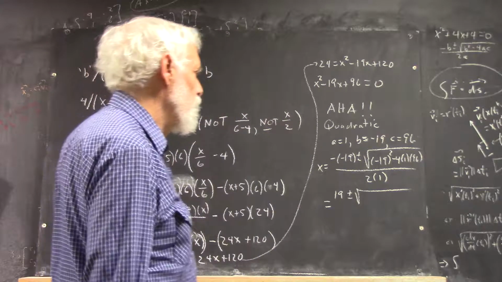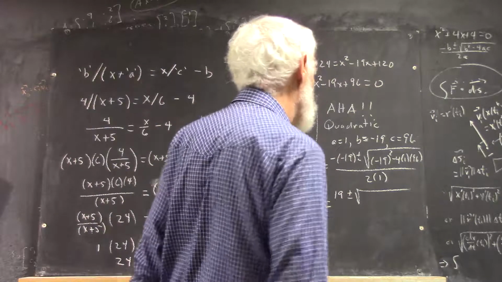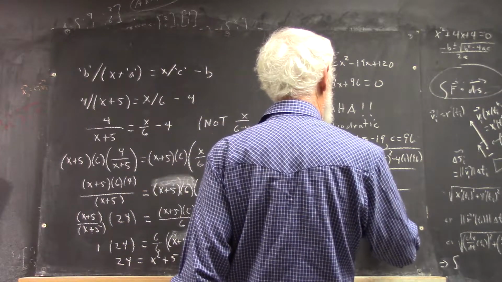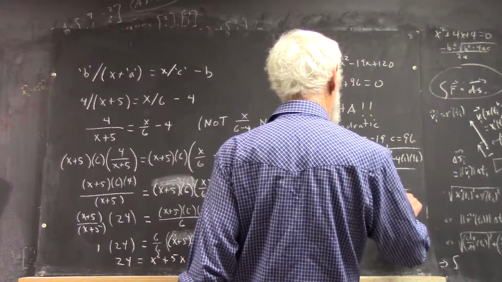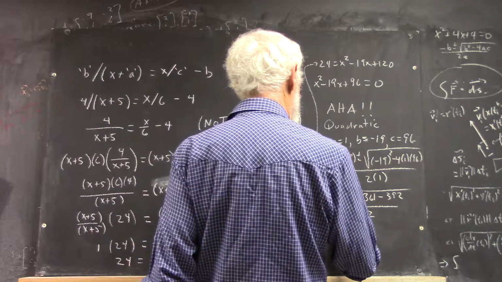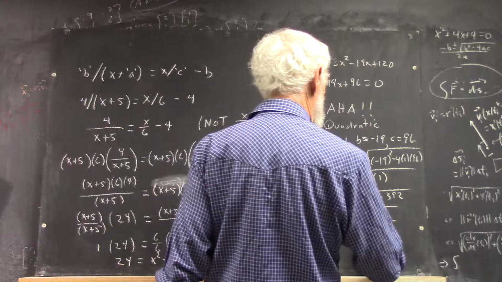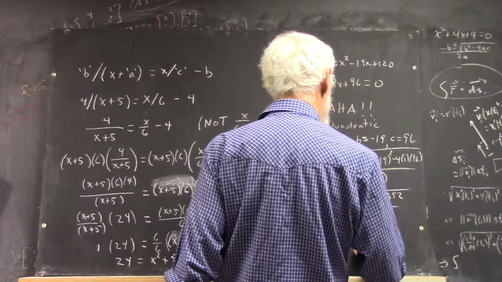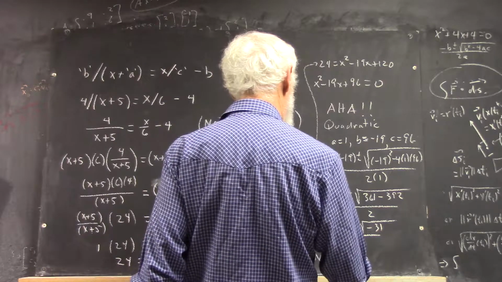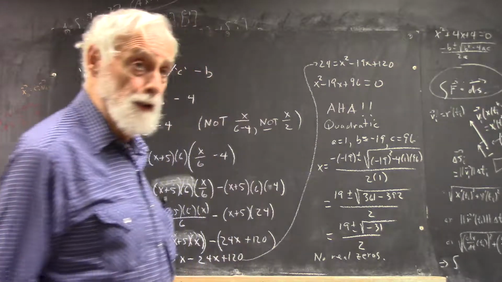But actually, no. It's almost not negative. Okay, this is 361 minus 392 over 2. That's going to be the square root, and check my arithmetic, but you're going to get a square root of negative 31 over 2. No real zeros. What else can you tell me?